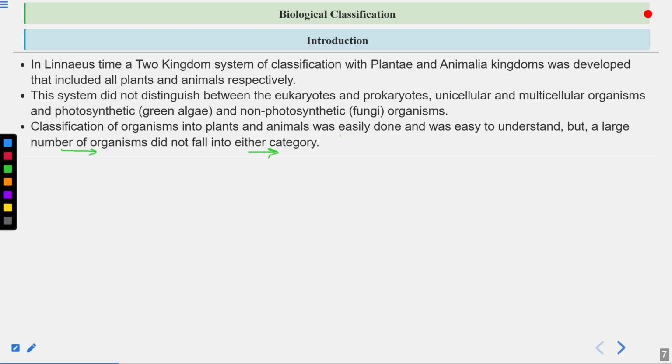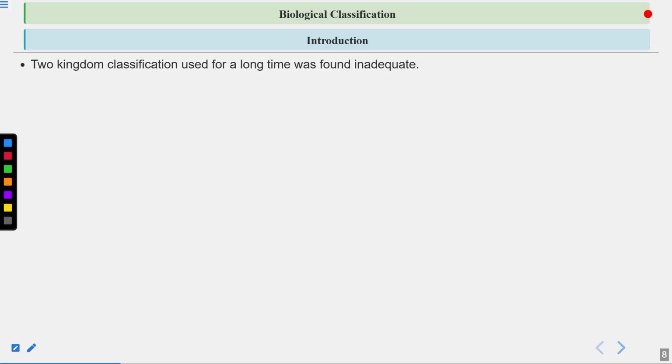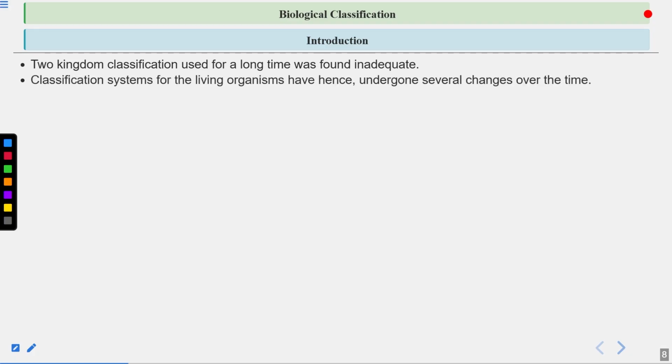Fungi have unique characteristics. The cell wall is made up of chitin. They are saprophytes, so they are placed in another group. Kingdom Monera includes all the prokaryotes, unicellular prokaryotes, which are bacteria. So all the organisms were not falling into these two categories. So the two kingdom classification, used for a long time, was found inadequate.